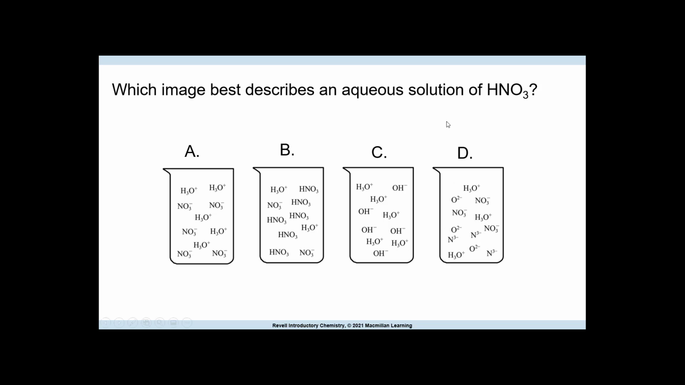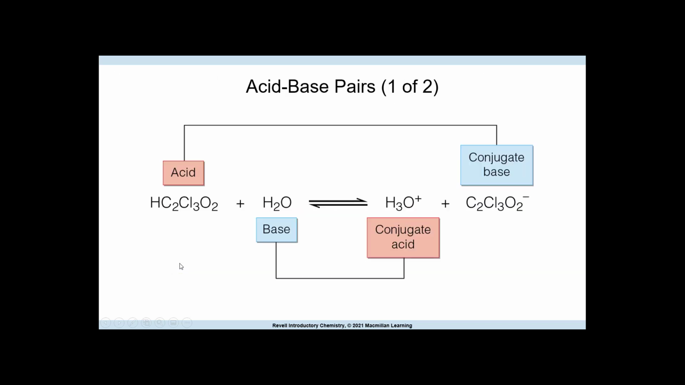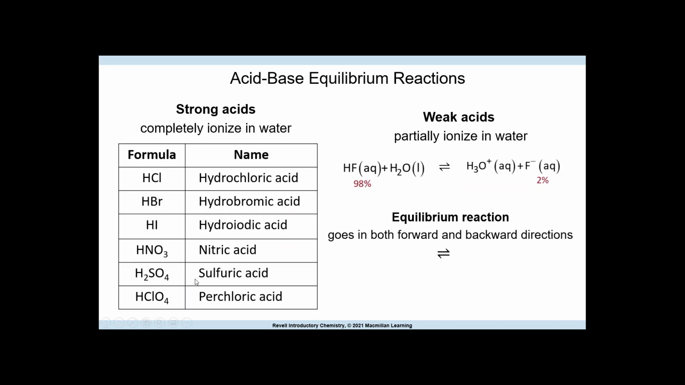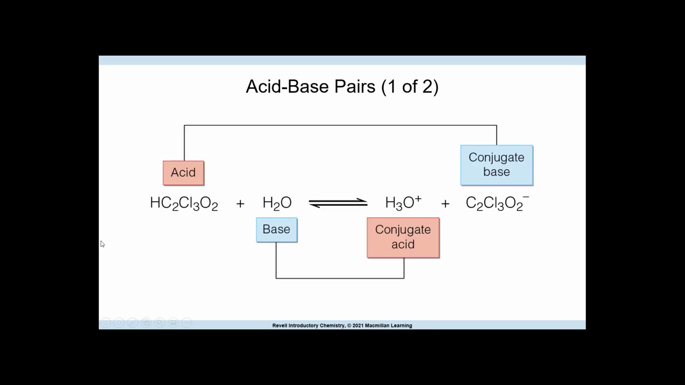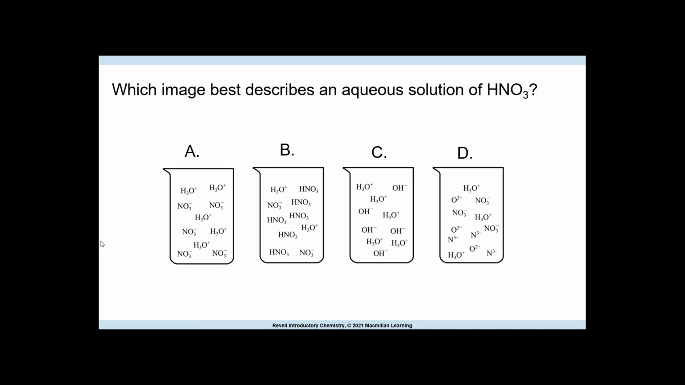What image best describes an aqueous solution of HNO3? So the first thing you need to ask yourself is, is this a weak acid or is this a strong acid? That is going to determine which one you pick here. So let's go back to the list. And it's right there, nitric acid, which means that it 100% ionizes, or it's close to 100%, which means that most of the molecules, if not all of them, because that's what a strong acid means, completely dissociate and do not come back together.